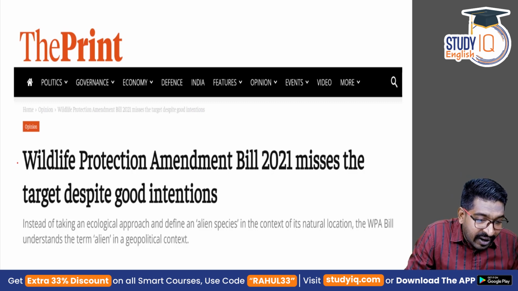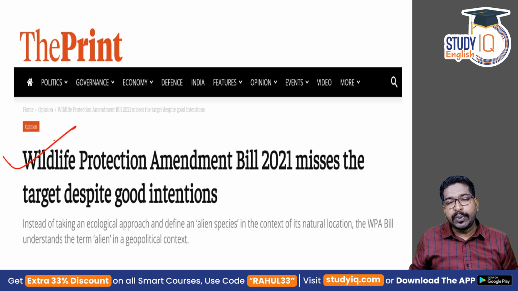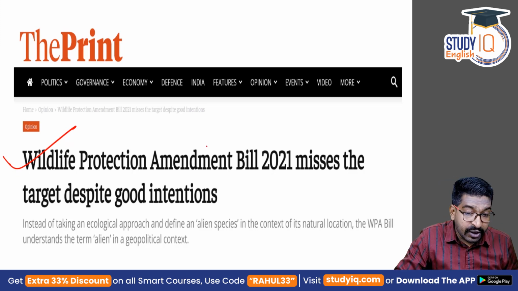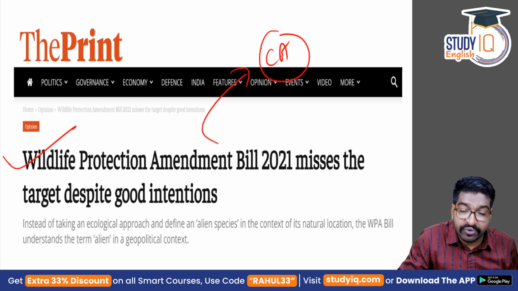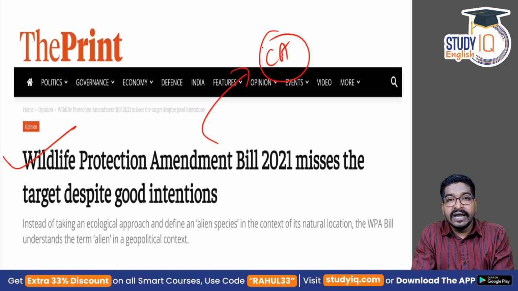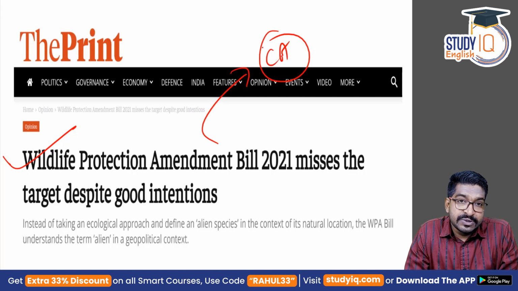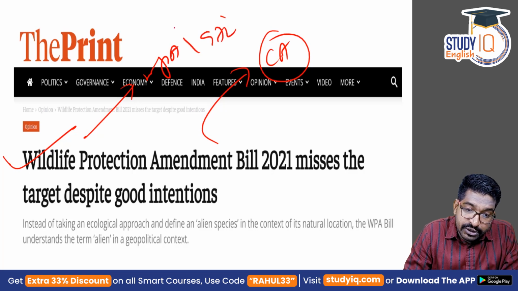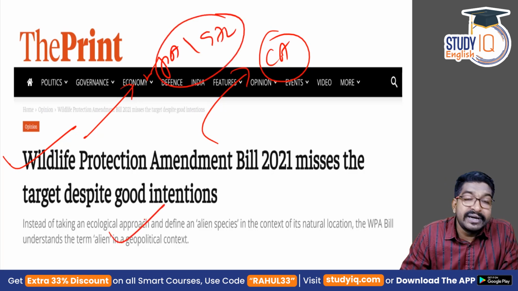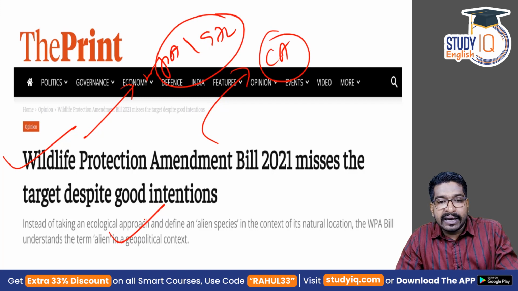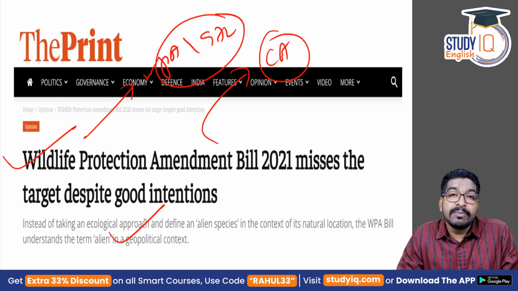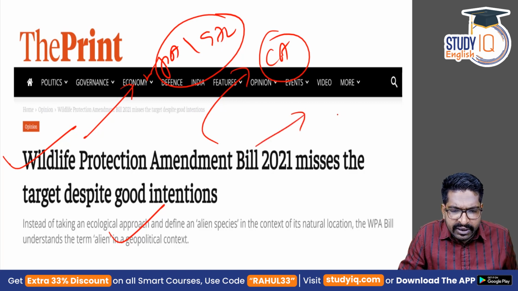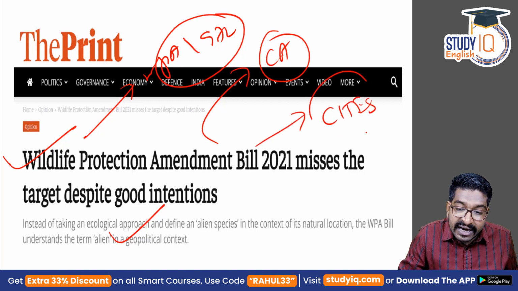Today, we are going to talk about the Wildlife Protection Amendment Bill 2021. In fact, we are going to have a critical analysis of this bill. In the first half, we'll understand the provisions of this bill. This bill seeks to amend the Wildlife Protection Act 1972. Of course, this has been brought with good intentions because it tries to plug the loopholes which are already there in the WPA 1972. And the provisions that this bill aims to bring will bring us in line with the CITES Convention.